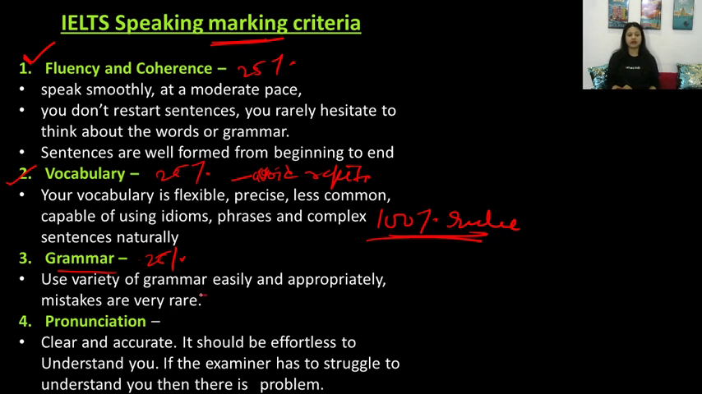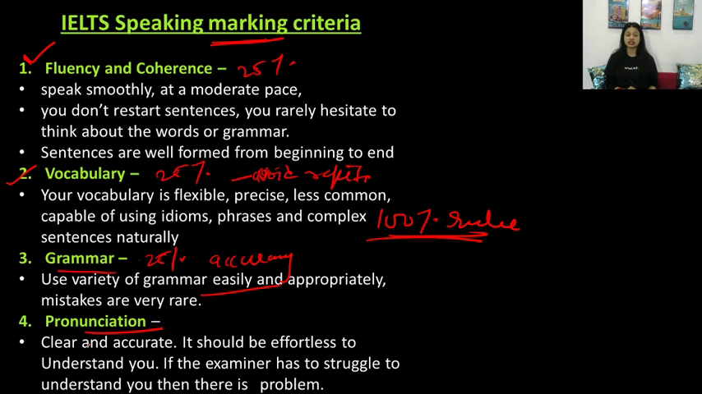Grammar is very important. Different ranges of grammar, different varieties of grammar, complex grammar, simple grammar, past, present, future tenses, complex sentences, are all very important. And the fewer mistakes you make in grammar, the higher your IELTS score will be. So accuracy here is important.